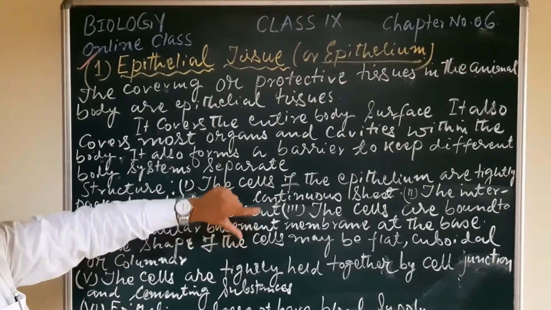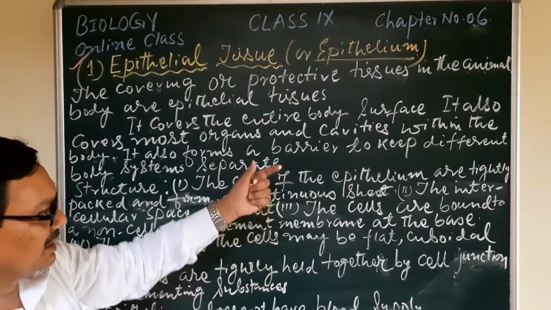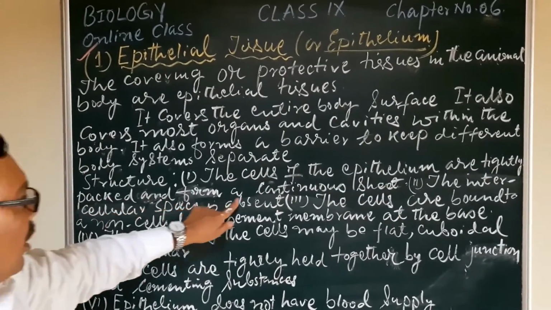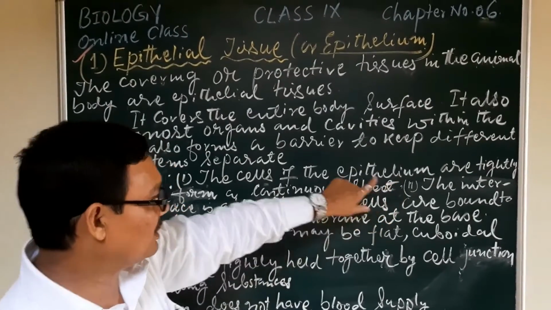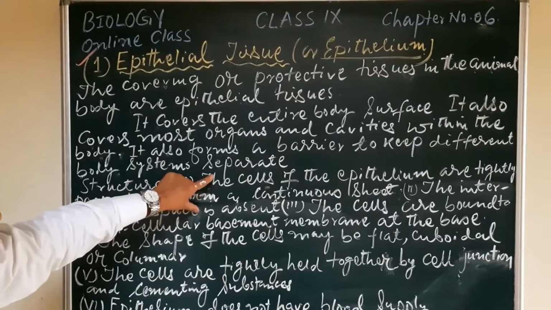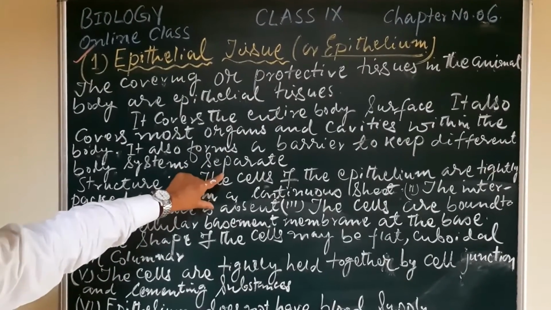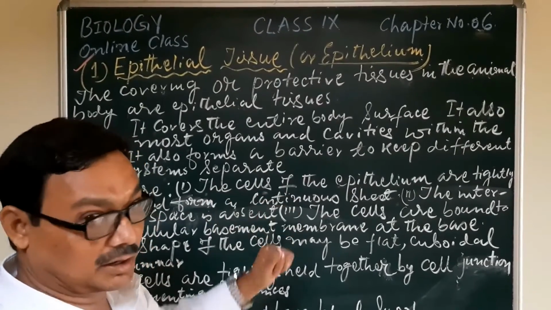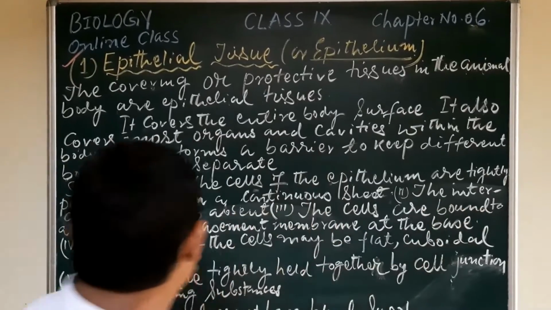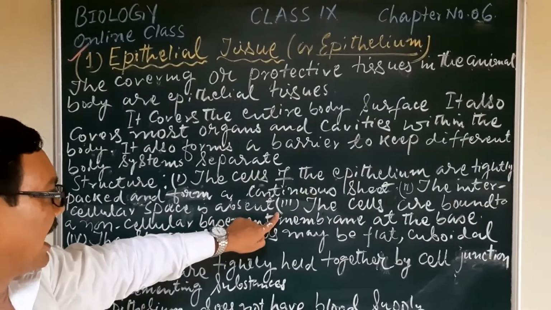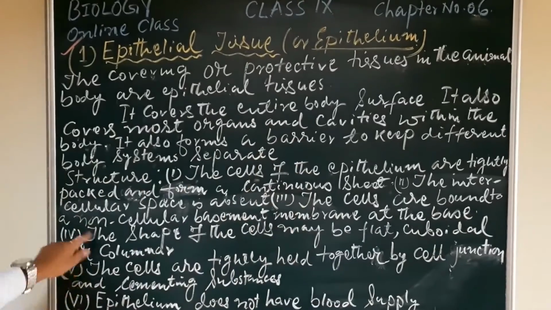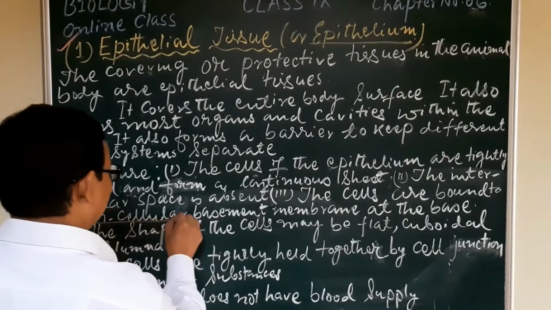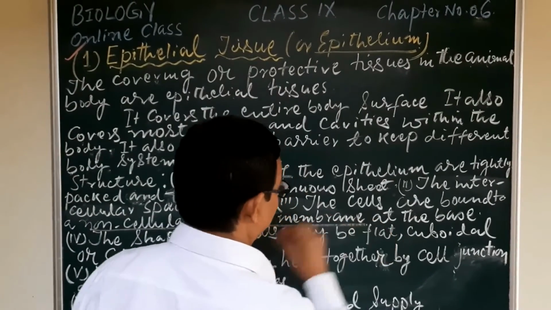Now, what is the shape of the cell and the structure? The cells of the epithelium are tightly packed and form a continuous sheet, because from the protection viewpoint, there is no discontinuity. Otherwise, the defensive work will be affected. The intercellular space is absent. The cells are bound to a non-cellular basement. This is the one new thing for you, the non-cellular basement membrane.